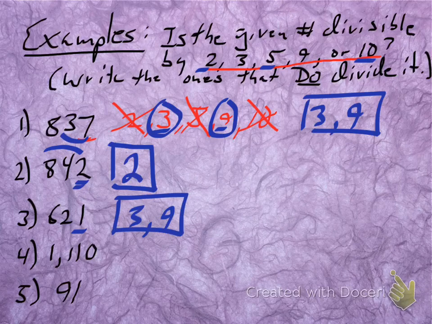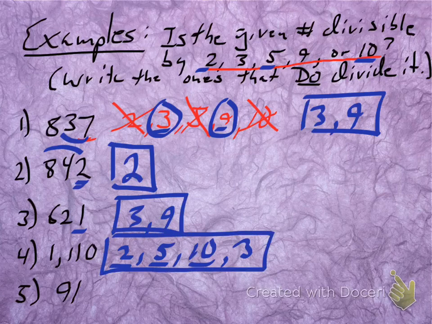Number 4 ends in a 0. So automatically, I don't even have to think about this, 2, 5, and 10 work. Why? Because it ended in a 0. That means the 10 works. It ends in a 0 or 5, so 5 works. And it ends in a 0, which is even, so 2 works. So all 3 of those work this time. Now, if you add up 1,110, just add up the digits. 1 plus 1 plus 1 adds up to 3. And 3 is also divisible by 3. So 3 goes in too. But 9 does not evenly divide 3, so that does not work. So the first 4 work for that one.